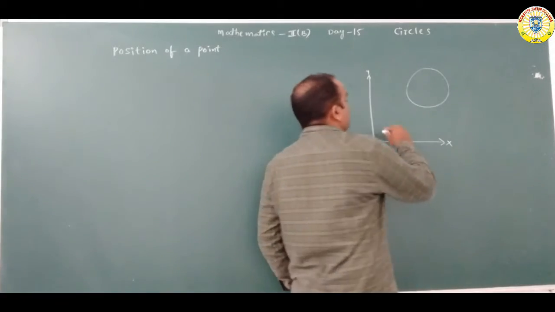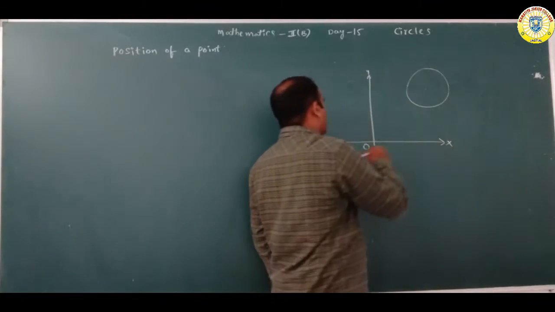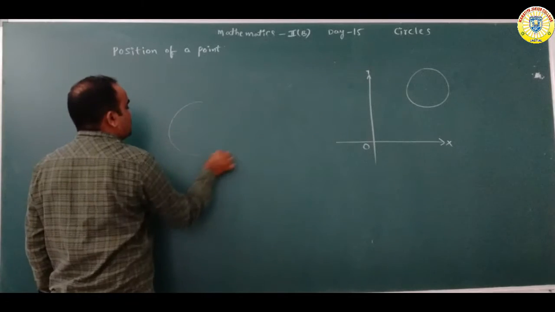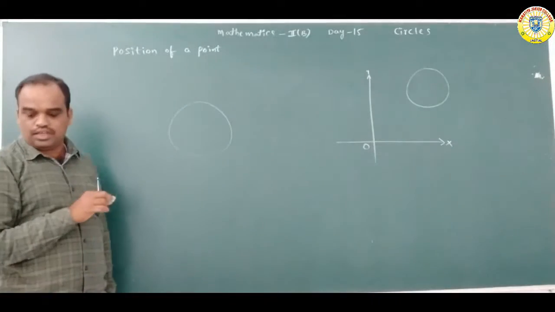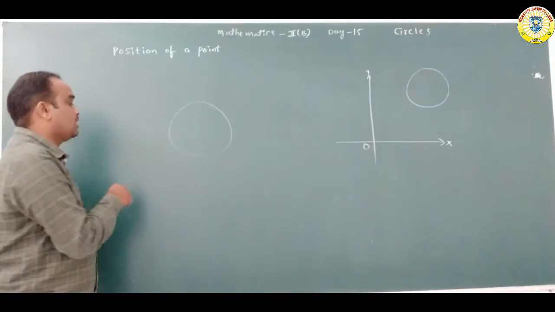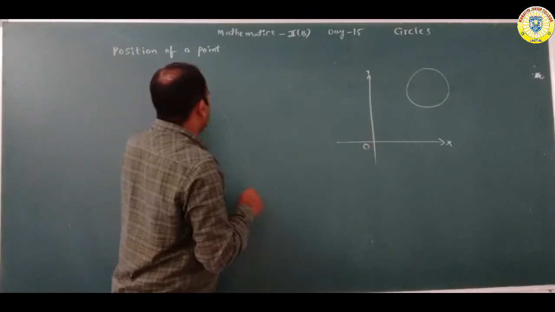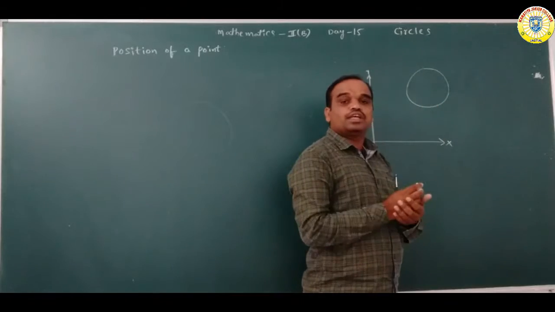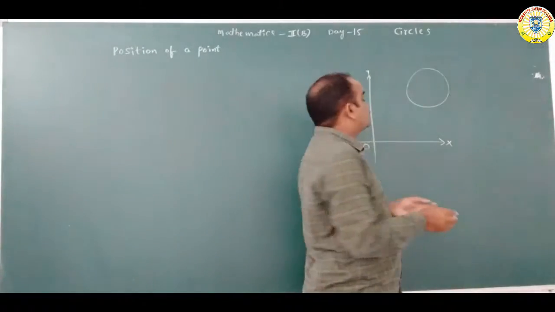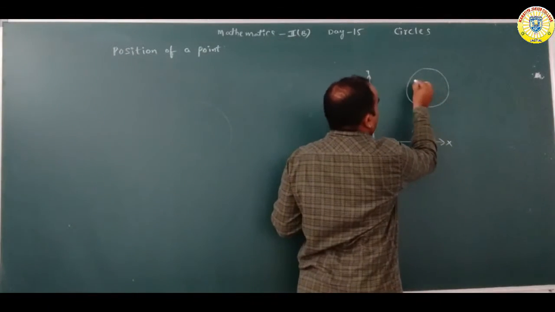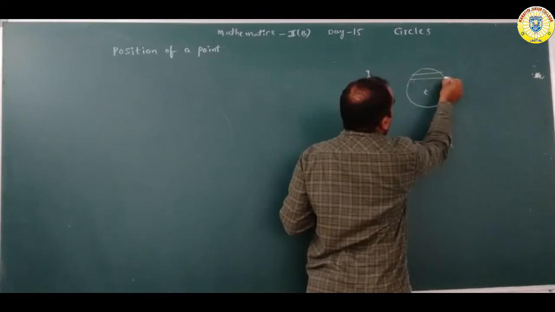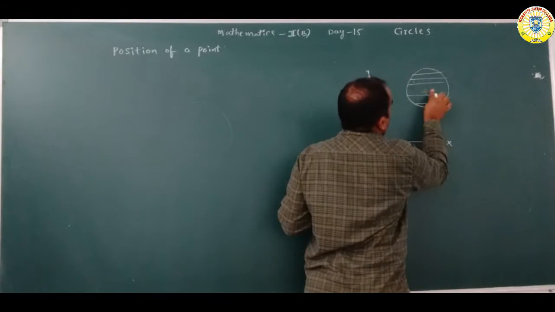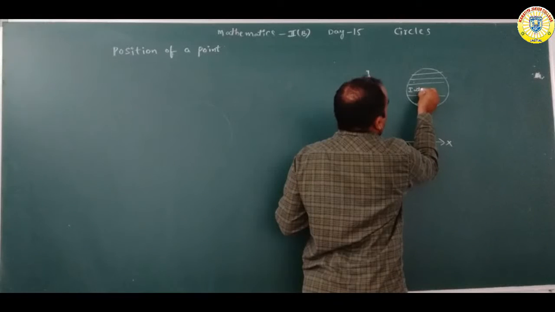So we are drawing a circle in this plane. Suppose this is the plane we are taking, and in this plane we are drawing one circle. This circle divides the plane into three parts. This is the center, and these are the interior points of the circle.